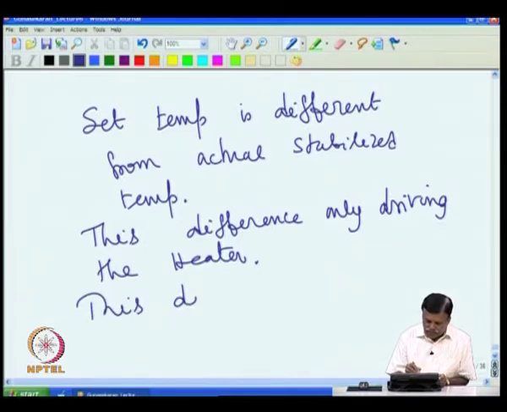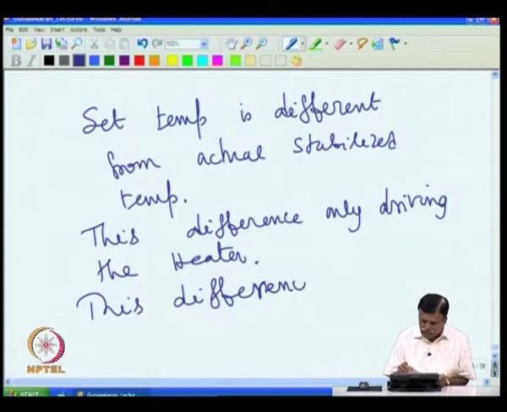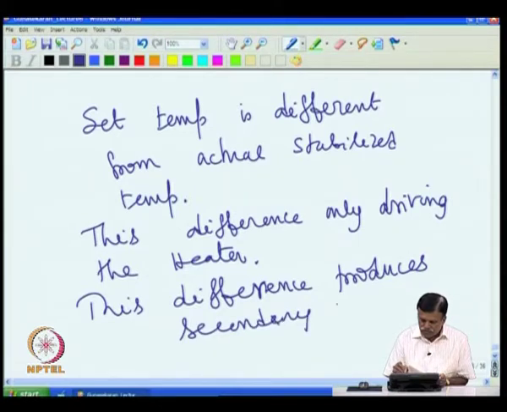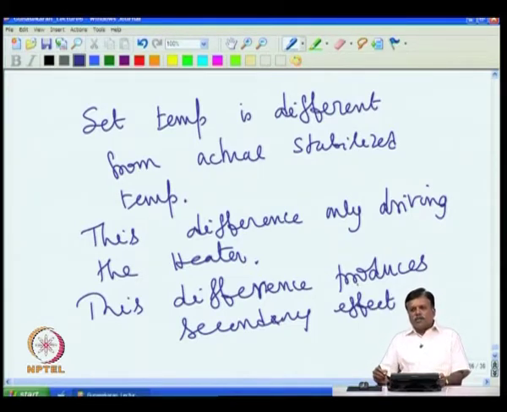This difference produces a secondary effect. What is the secondary effect? And this is a very serious issue, because of this only we got PID temperature controller and so on. The proportional controller is much better than on off controller, because in on off controller the heater voltage is switched on or off, whereas in proportional controller the heater is neither fully on nor fully off, it is in the linear range. But the error only drives the heater voltage.